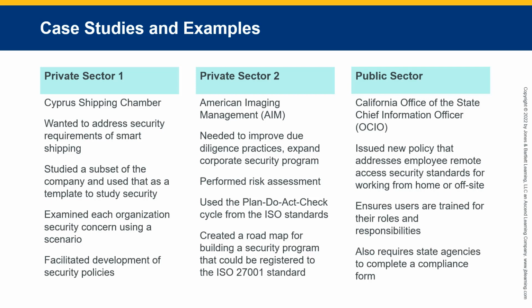Public sector case study. California. To improve security in California's IT infrastructure, the Office of the State Chief Information Officer issued a new policy that includes employee remote access security standards for working from home or off-site. The policy also requires that state agencies complete a compliance form. The policy was issued to help state agencies develop secure remote access for employees and minimize security risk.